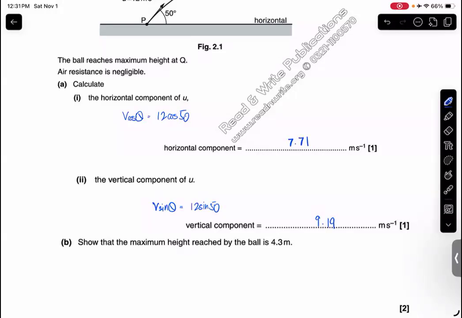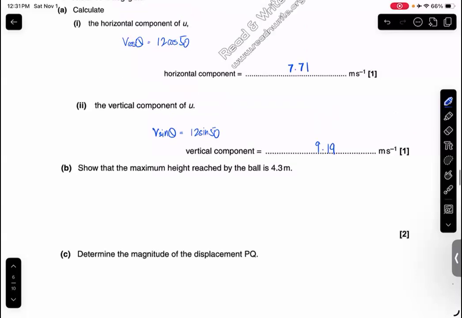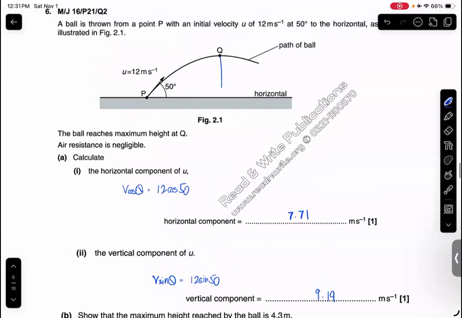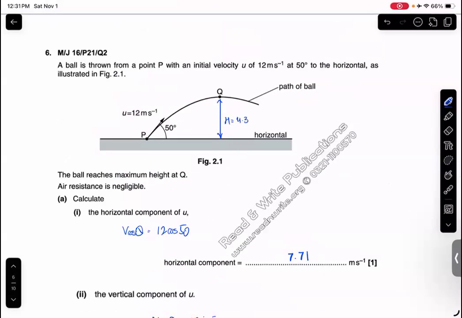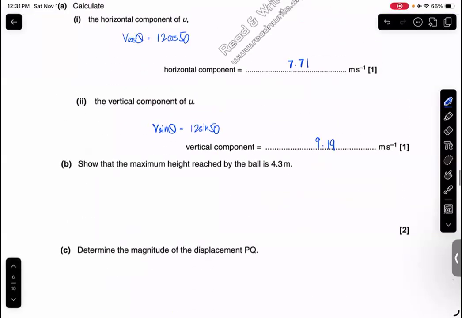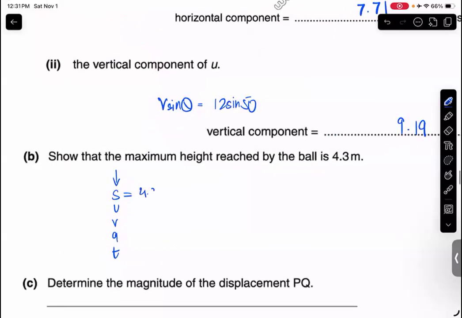9.19. Okay. Show that the maximum height reached by the ball is 4.3. Oh, so easy. We have to show that this h is 4.3 meters. Pretty easy. So let's just use SUVAT because we want to find out height. H, keep in mind, you've got to show that the height is 4.3 meters. That means you can't use that in your formula. That just beats the point that we've got to show that our answer comes as this. You can't use 4.3 over here. Because that's like me telling you the answer is 5 and you say the answer is 5 because I told you. That's no answer.